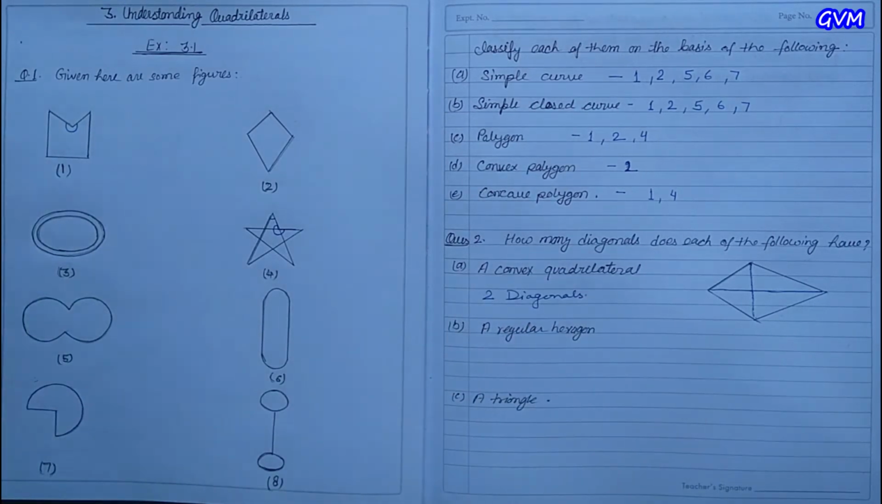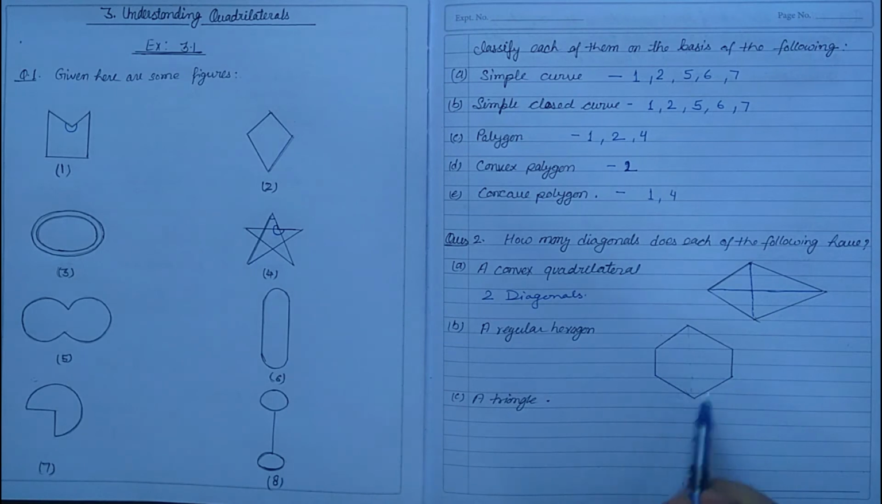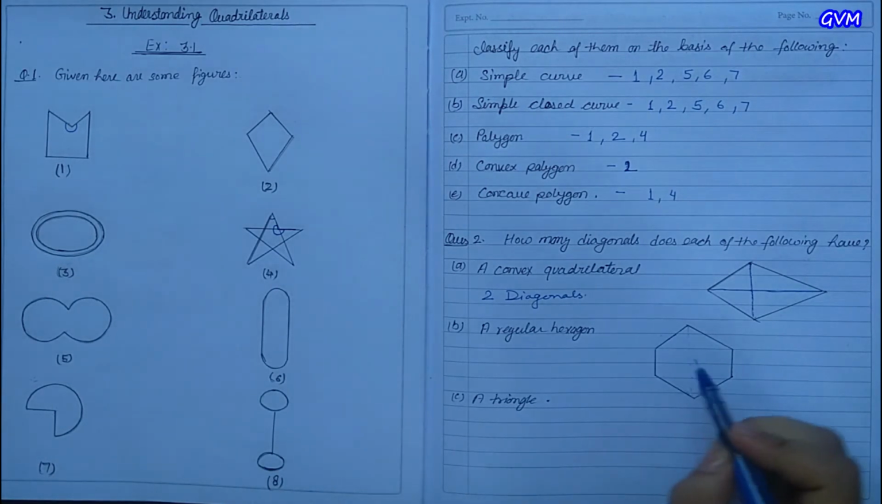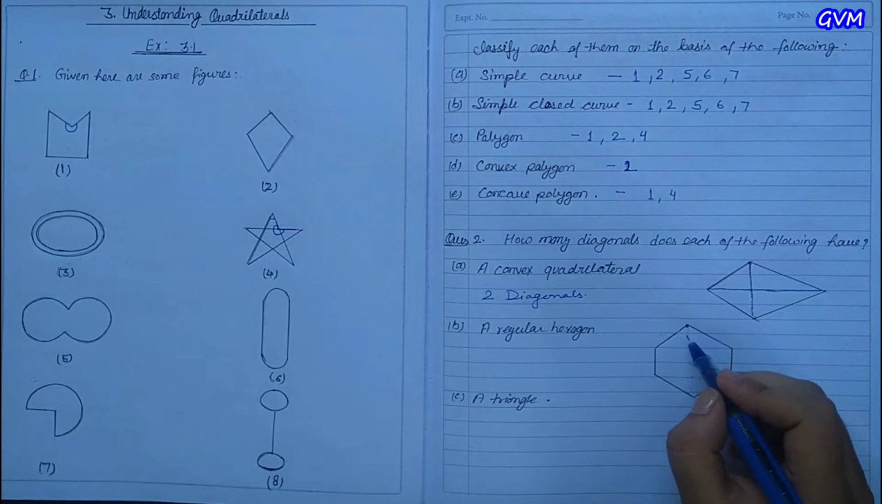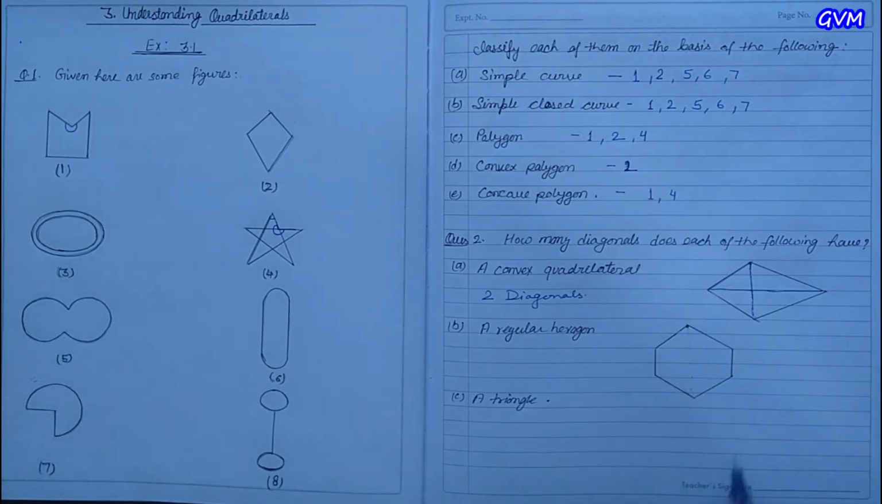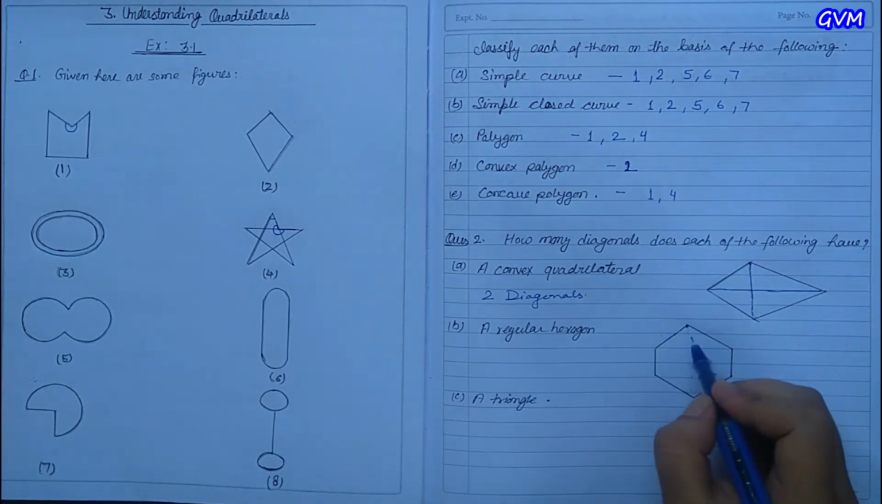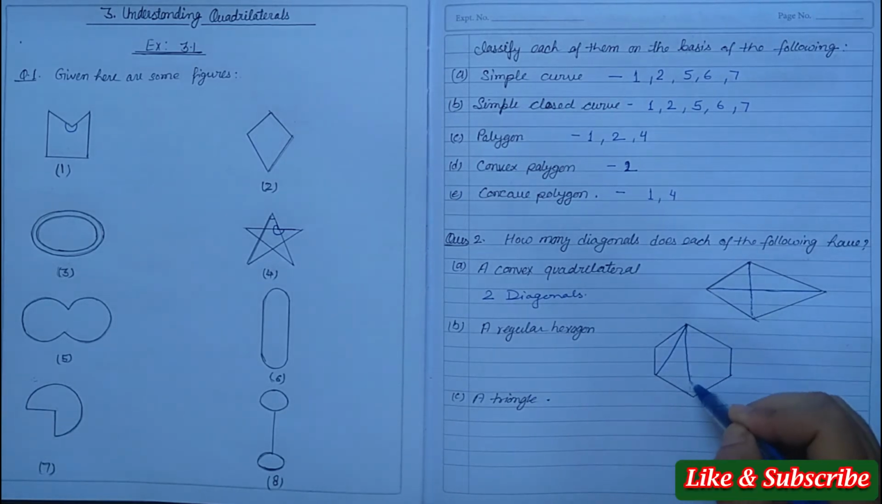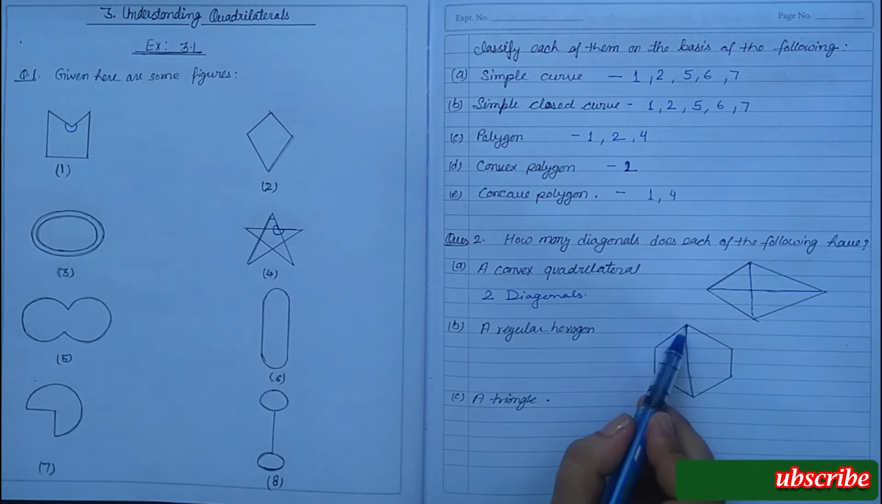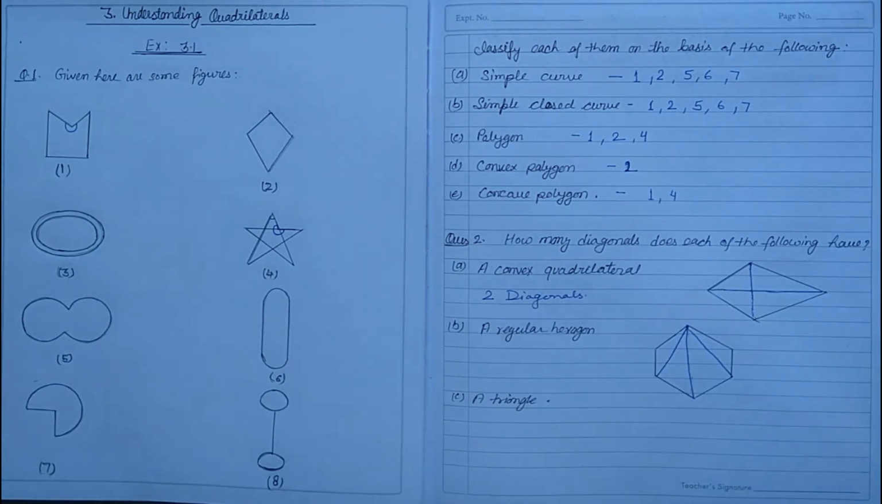Okay, a regular hexagon. So let's see. So this is a regular hexagon. Regular means all the sides are equal. Now let's start with this point and meet this point with all the opposite angles. So the first one is this diagonal, second diagonal is this for this point, and third diagonal is this.